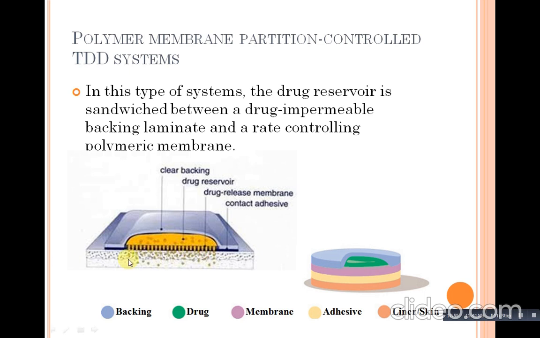In this second diagram we can see a basic design. This blue color indicates the backing membrane, this green color indicates the drug, this violet color indicates the release controlling membrane, this skin color indicates the adhesive layer, and this is the liner, which is to be removed before application.